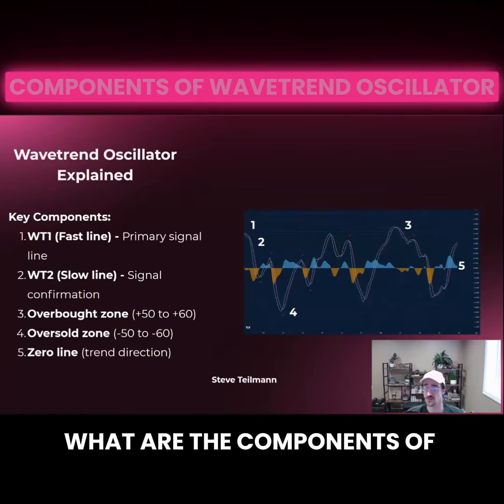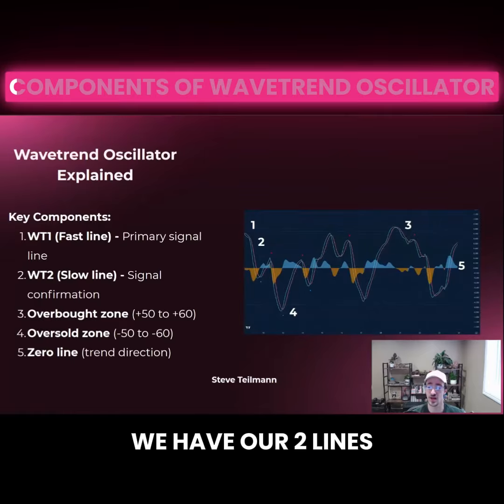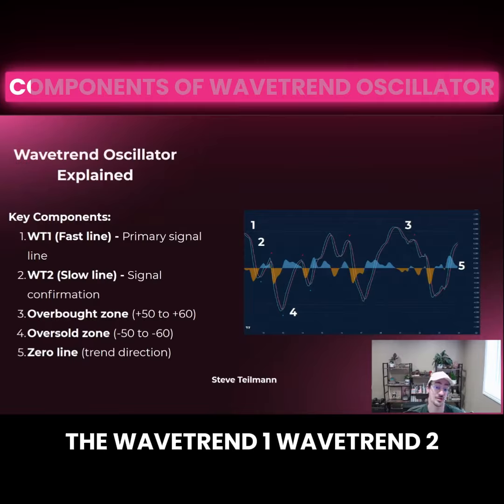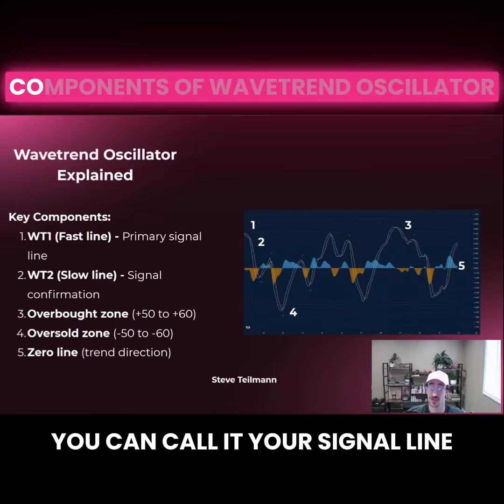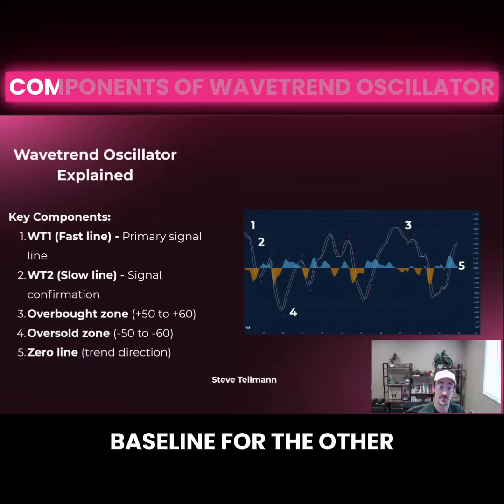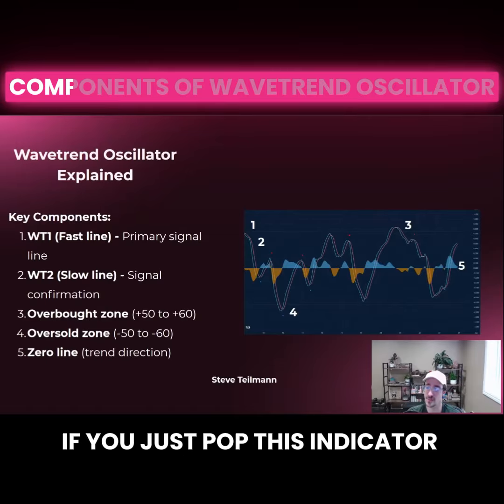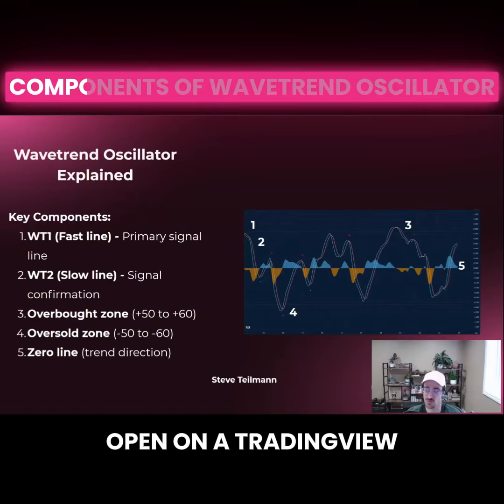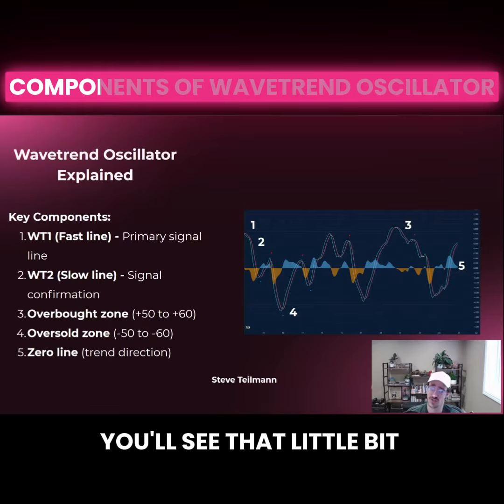What are the components of the WaveTrend oscillator? We have our two lines, the WaveTrend 1 and WaveTrend 2. You can call it your signal line, the short-term one, and your baseline for the other. If you just pop this indicator open on TradingView, the one from, I think his name's Crypt, you'll see a little bit different colors.